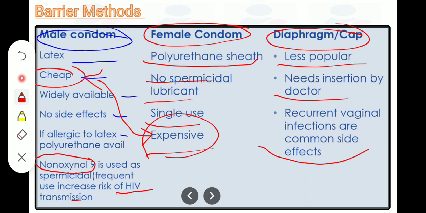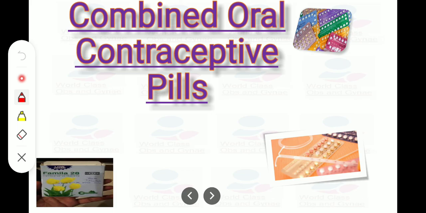Means the doctor needs to insert this diaphragm and cap. That is why it is not acceptable to most of the patients. Now let us discuss the combined oral contraceptive pills.